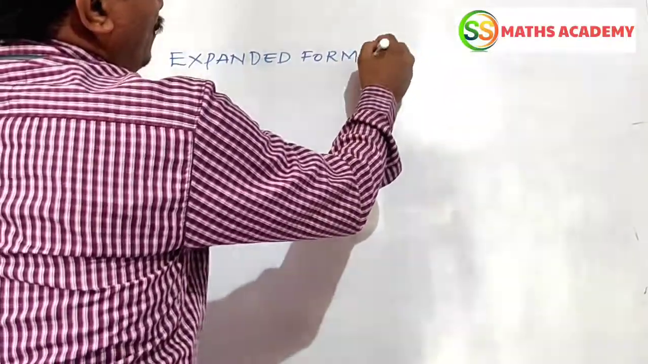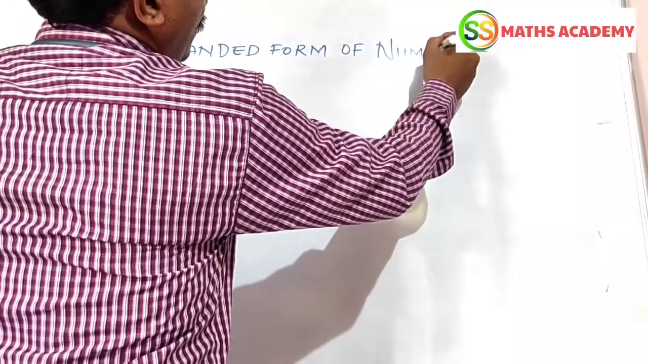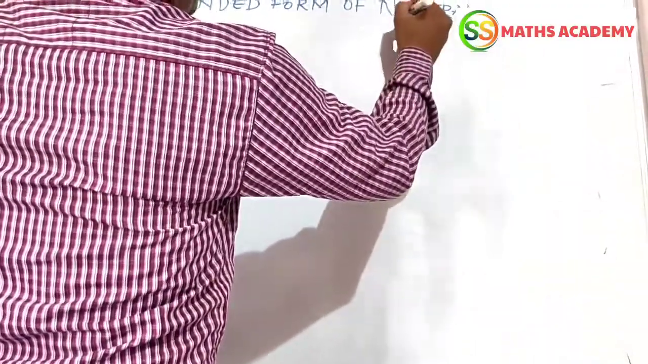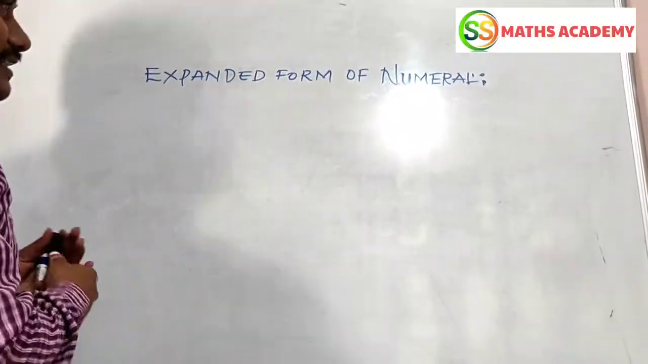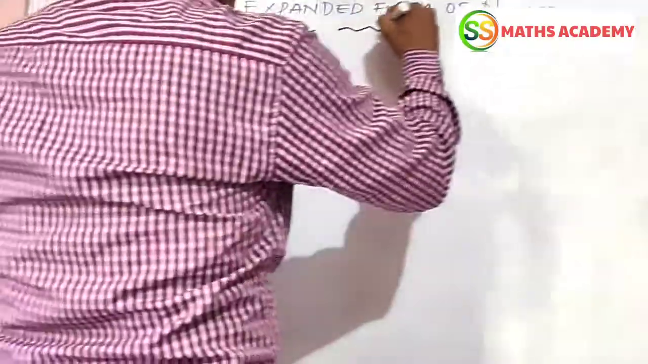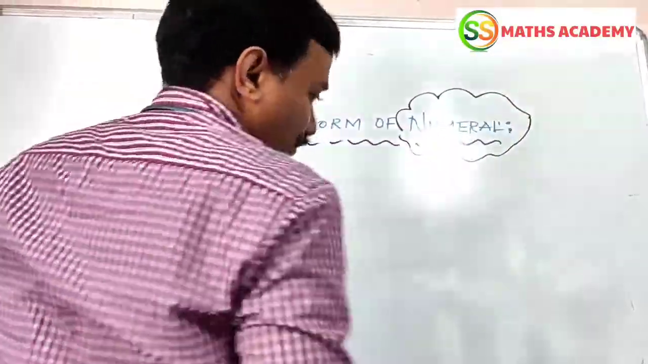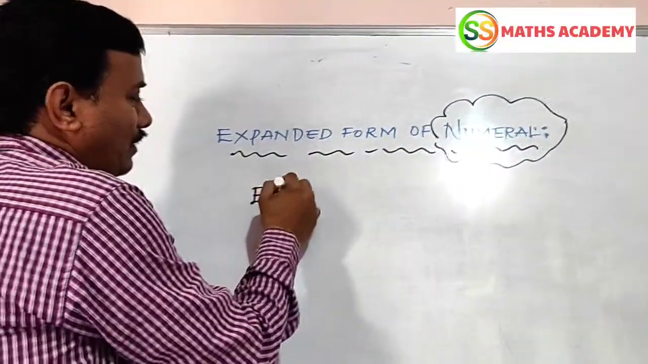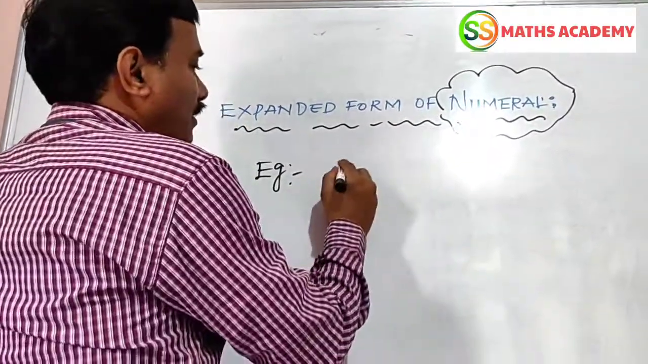Expand form of a numeral or number. In what way do we have to write it in the easiest manner? Here, viewers, this is very important for you. Example. Right, I am taking one example.